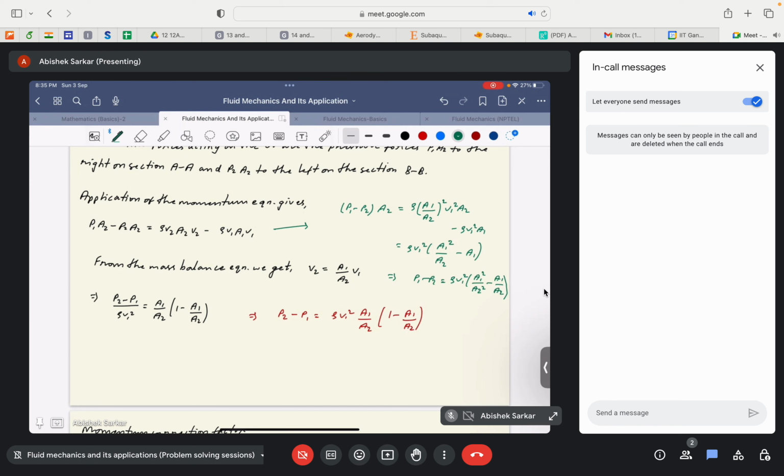So, I guess expression wise, there isn't any mistake. So, I just count it. P2 minus P1, rho V1 square, equal to rho, sorry.